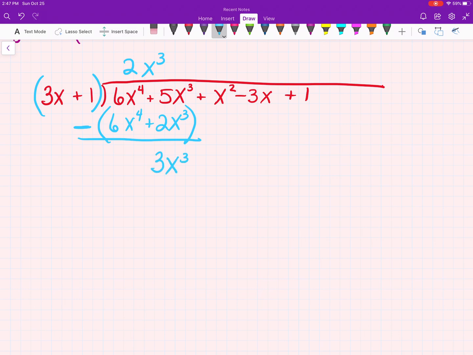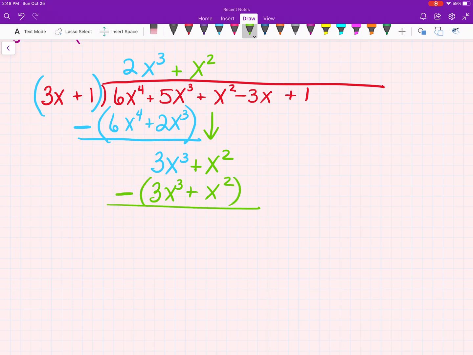Okay? Now bring down. We're going to bring down the plus as well as the letter. So it's plus x squared. Starting the whole process again, I'm going to look at my 3x and I'm going to divide it into my 3x to the third. That's going to go in one time and then an x squared. Again, I'm going to take that x squared, I'm going to multiply by the entire quantity. So that's going to be 3x to the third plus x squared. I'm going to subtract this entire thing away. So 3x to the third minus 3x to the third, 0. X squared minus x squared, 0.